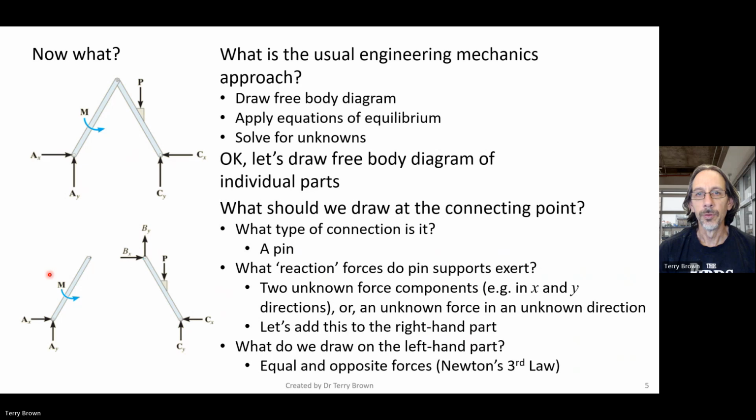Now, what do we draw on the left-hand side here? Okay, we must obey Newton's third law and show over here equal and opposite to what we've shown on the right-hand side. So with our things connected, what the right-hand side does to the left-hand side does is equal and opposite to what the left-hand side does to the right-hand side. So in this connection, we've got action-reaction pairs of forces.